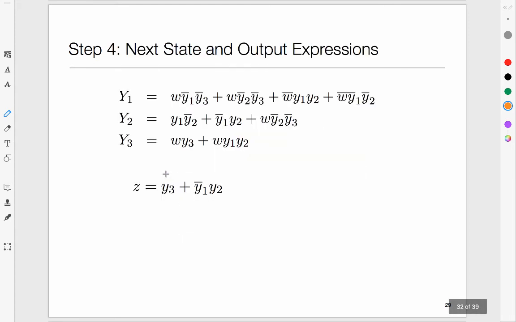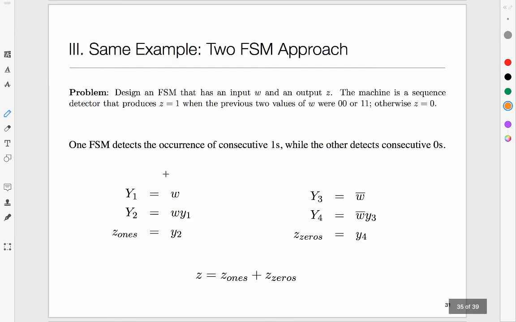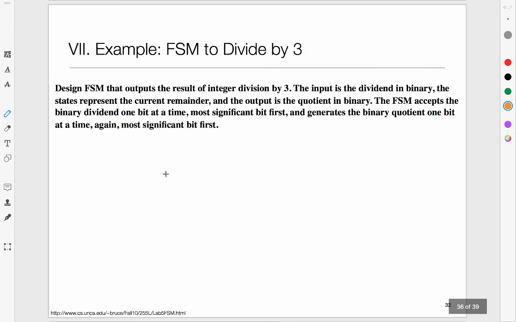Here we go through the same sequence of things. I'm going to skip that. Let's look at another example. FSM to divide by 3. Design an FSM that outputs the result of integer division by 3. The input is the dividend in binary. The states represent the current remainder, and the output is the quotient in binary.